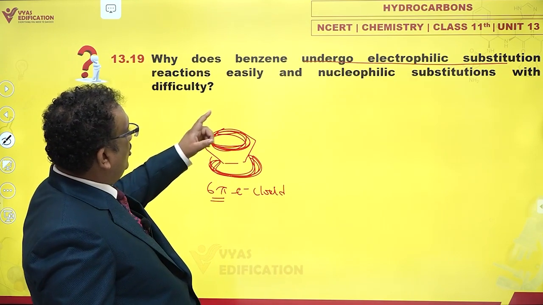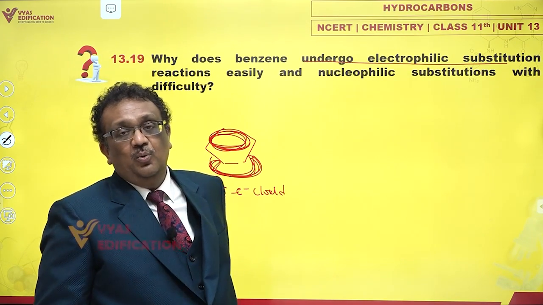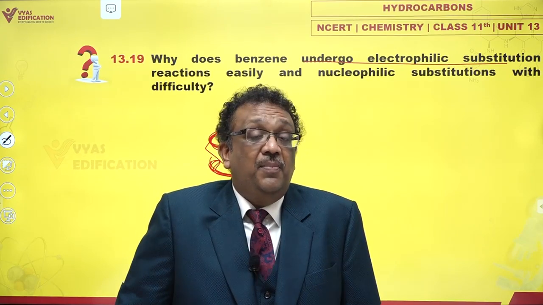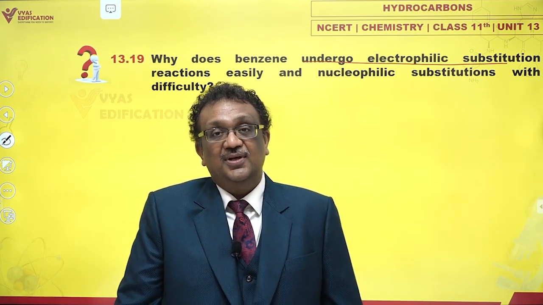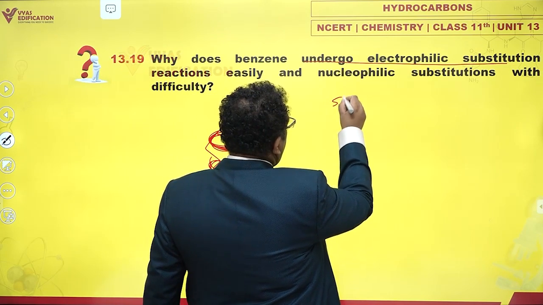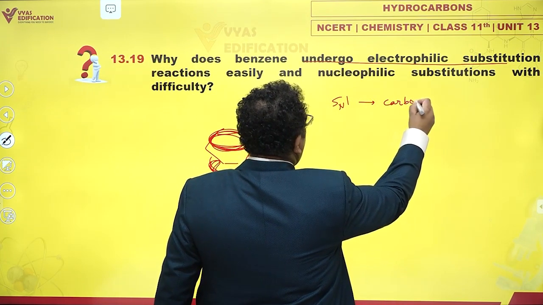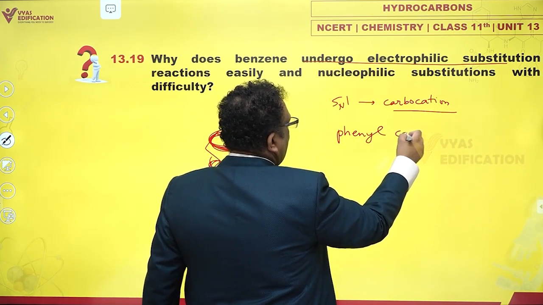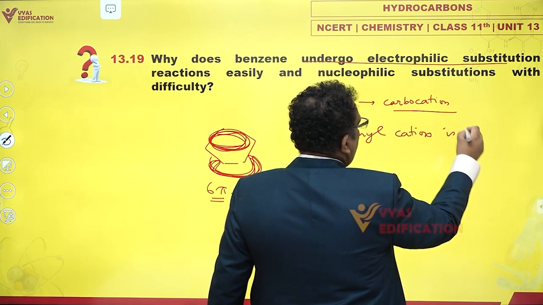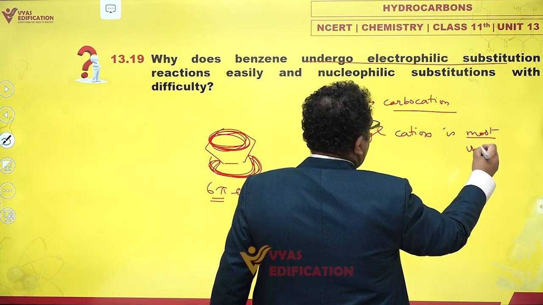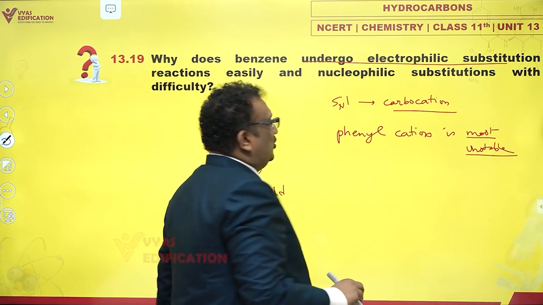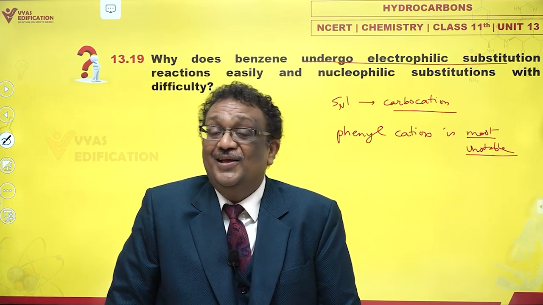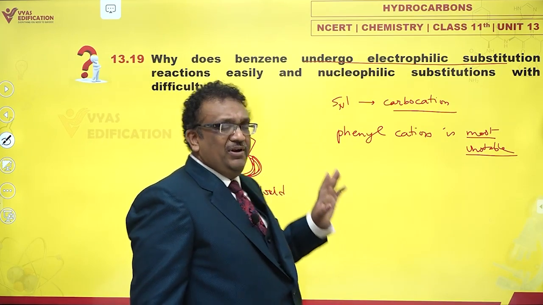Then, nucleophilic substitutions are difficult. Why? You have to appreciate that typically nucleophilic reactions happen by SN1 or SN2 mechanisms. In SN1, you get a carbocation. Now, the phenyl cation is most unstable. So the benzene ring absolutely hates the generation of the phenyl cation. Since it does not make the phenyl cation easily, SN1 reactions are very rare.